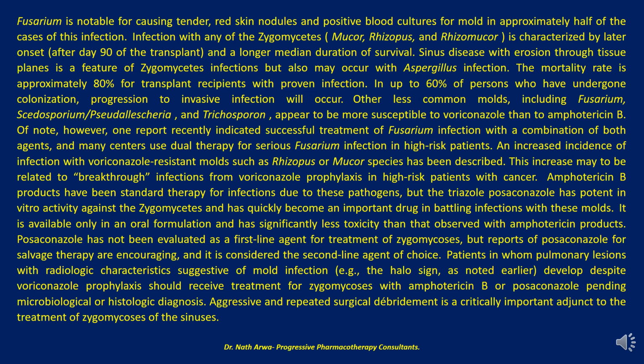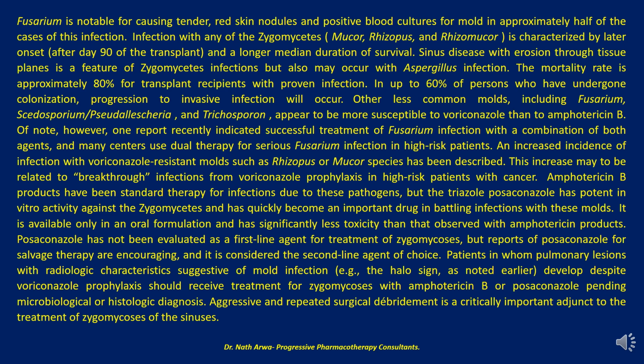Amphotericin B products have been standard therapy for infections due to these pathogens, but the triazole posaconazole has potent in vitro activity against the zygomycetes and has quickly become an important drug in battling infections with these molds. It is available only in an oral formulation and has significantly less toxicity than that observed with amphotericin products. Posaconazole has not been evaluated as a first-line agent for treatment of zygomycoses, but reports of posaconazole for salvage therapy are encouraging, and it is considered the second-line agent of choice.